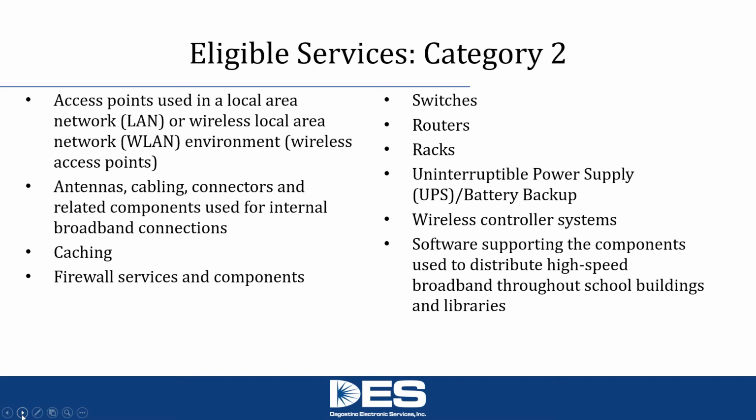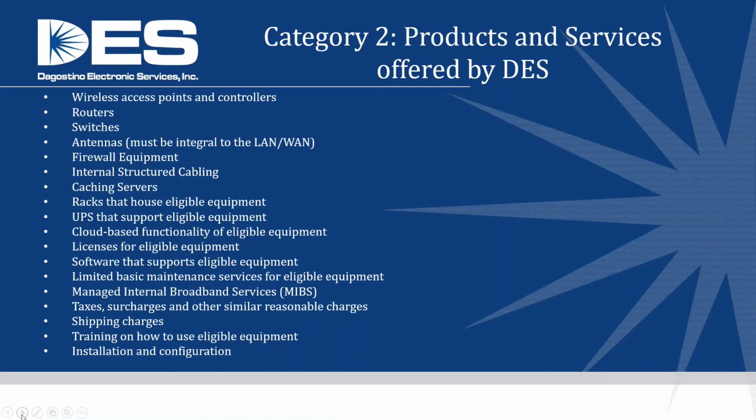Category 2 services, this is more of Dagostino's domain. These are all services that we provide: switches, routers, racks, wireless access points, cabling, firewall services, wireless control systems. And then again, here's a list of our products and services that we offer.